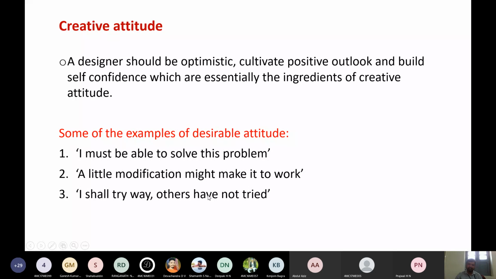I shall try ways others have not tried. This is another one: I will do a particular thing in a different way. That is also another approach, another creative attitude. "This doesn't work. I can't do." These are the negative approaches that a creative person should not have.